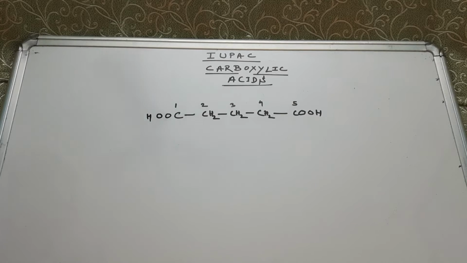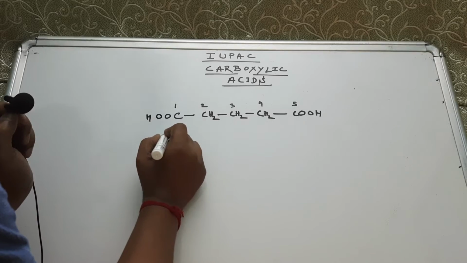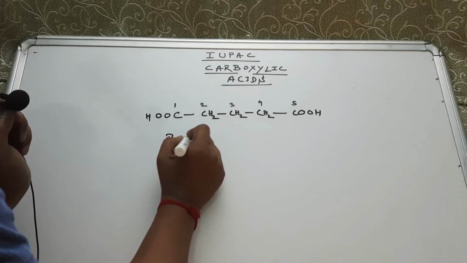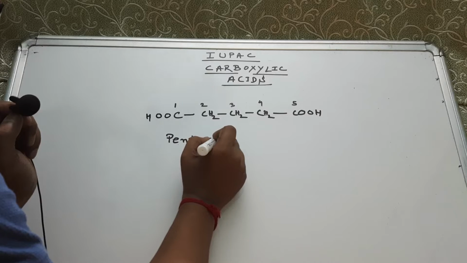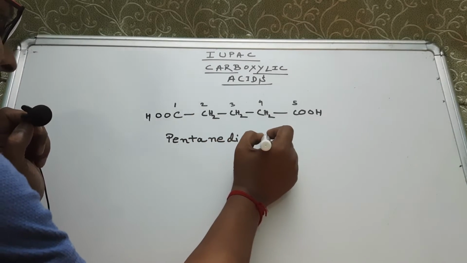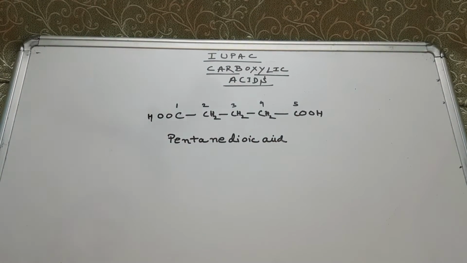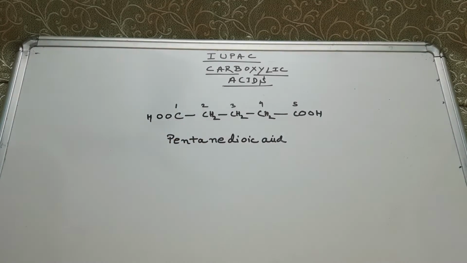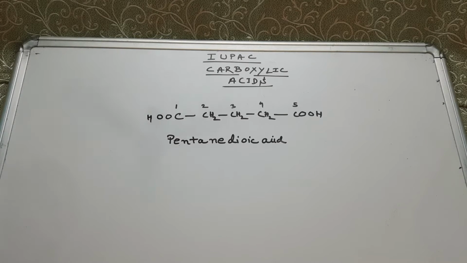Okay, so it is simple pentane. Total number of carbon is 5, so it is pentane dioic acid. Why di? Because two carboxylic acid groups are there, so it is di. Look, here E exists. So it is pentane dioic acid, not pentan. This is pentane dioic acid.